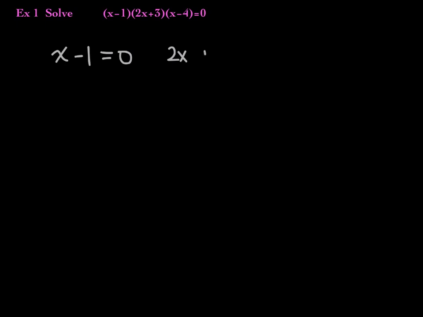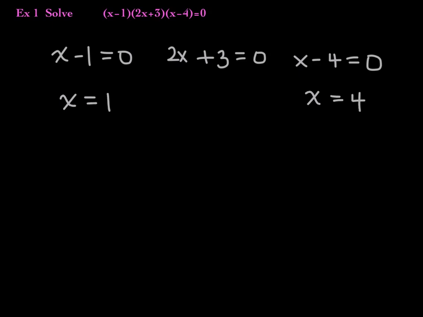The zero factor property says that if the product of factors is 0, then one of the factors must be 0. So what I'm going to do here is add 1 to both sides. Over here, I'm going to add 4 to both sides. So those solutions are 1 and 4. For the one in the middle, I'll subtract 3 from both sides, and then I will divide by 2 to give me negative 3 halves.